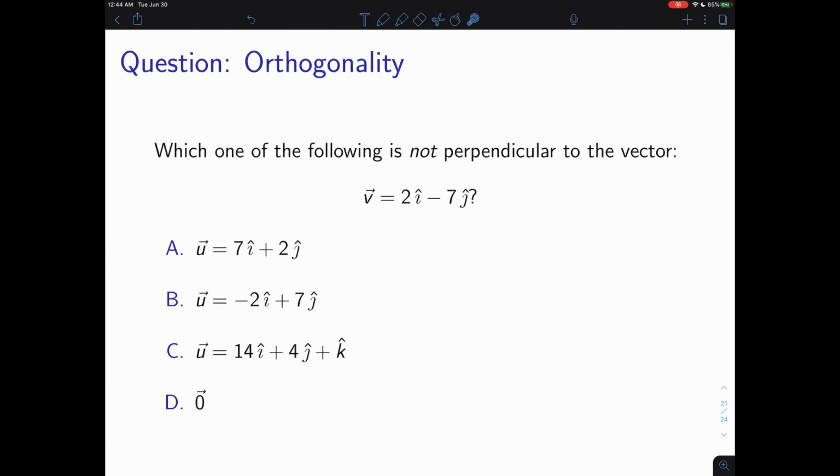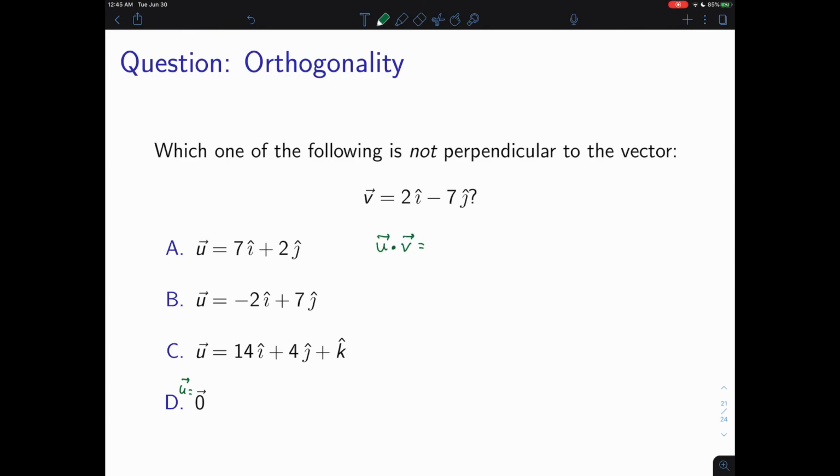All right. So, do you want to try one? Which of the following vectors is not perpendicular to vector v, given by 2i minus 7j? Your choices are u equals 7i plus 2j. Is that perpendicular to v? Or u equals minus 2i plus 7j. Is that perpendicular to v? Or u equals 14i plus 4j plus k? Or u equals 0? You could say u equals 0. Which of them is not perpendicular?